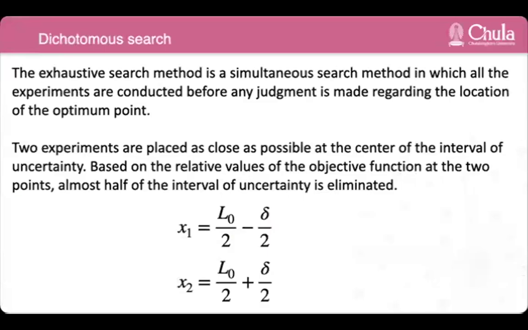And we have dichotomous search. For dichotomous search, you start from the midpoint, and then from the midpoint, we move to the left by half of delta. And you can move to the right by half of delta. It depends on the size of delta. But with this dichotomous search, you assume that the local optimum is likely in the middle.